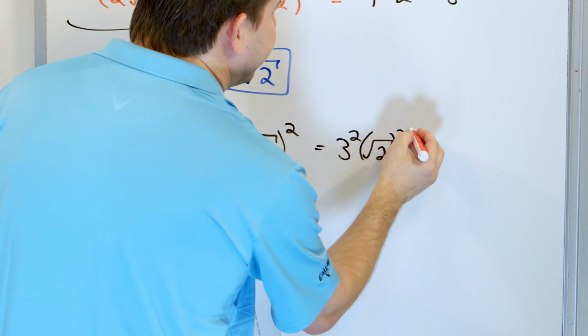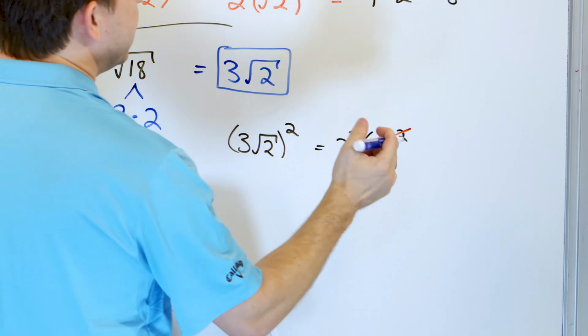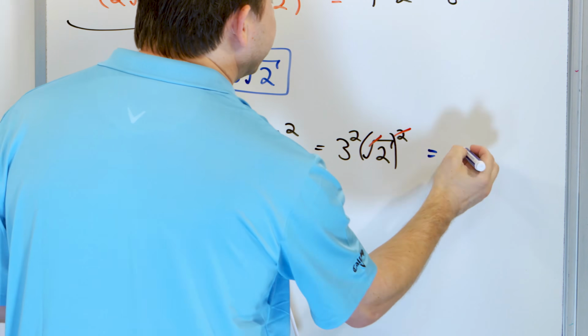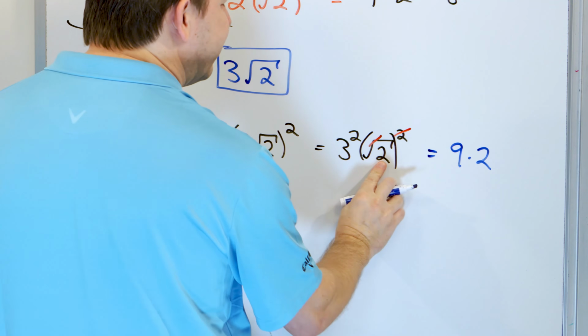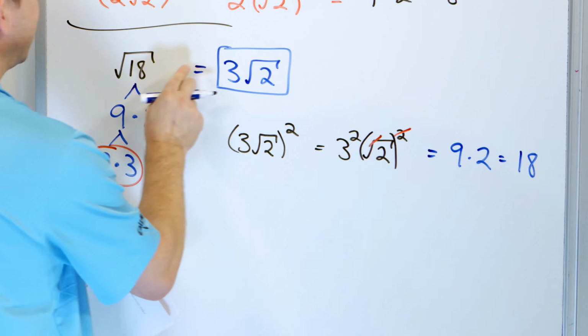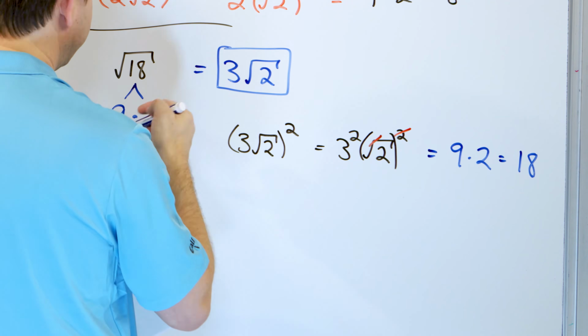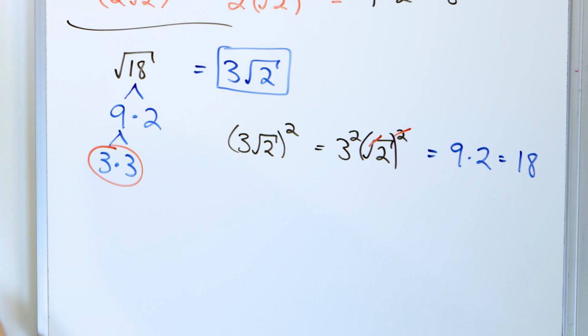And then we see that this square cancels with the square root because they are basically undoing each other. What you have left is 3 squared, which is 9, times the 2, which is left over after the canceling, and you get 18. And 18 is exactly what is under here, so we know that the answer is correct. 3 times the square root of 2 is the answer to this problem.